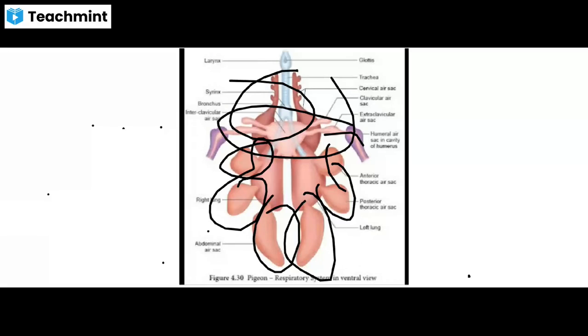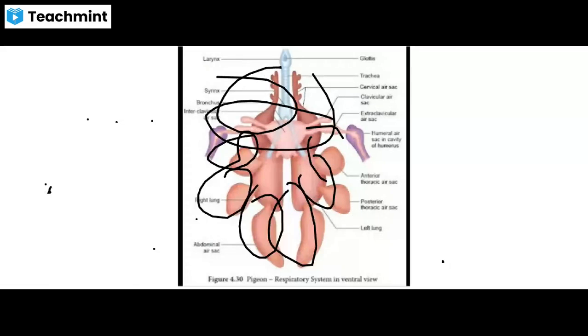Okay, the pigeon respiratory system includes the respiratory tract, respiratory organs and air sacs, and what are air sacs, what are the functions of air sacs, and the mechanism of respiration in pigeon or birds. Okay, it is a very important long question. Compulsory long question in the exam, the pigeon respiratory system. So all of you understood?